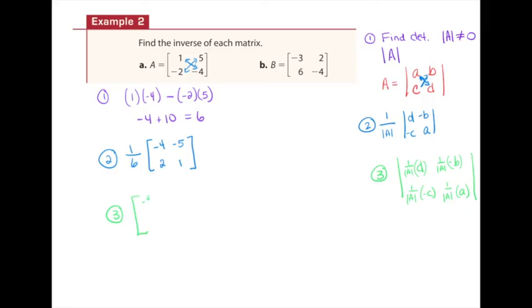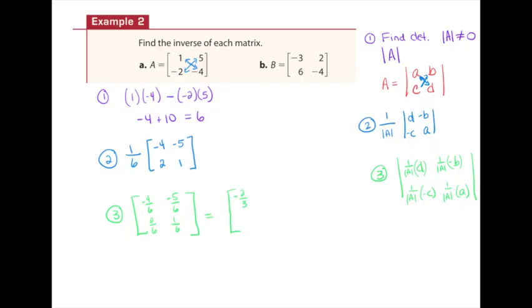1/6 times -4 is -4 over 6. 1/6 times -5, -5 over 6. 1/6 times 2, and 1/6 times 1. And then I want to take these and see if I can reduce them, which you can for a couple of them, right? -4 over 6 reduces to what?